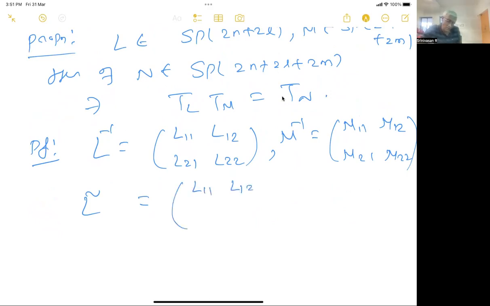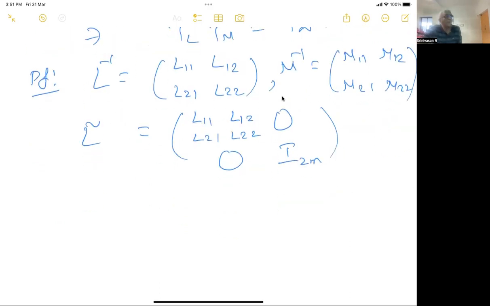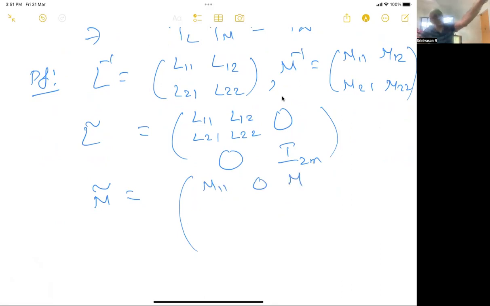So, which is just L12, L21, L22. And then you add zeros everywhere and identity here. But this identity is 2M identity. L should be done or M should be done, but I want to add to M. Okay. And M inverse and M tilde equal to M11, but I put the zero in a different place. These are all block matrices, of the right size. Whatever the right size is.